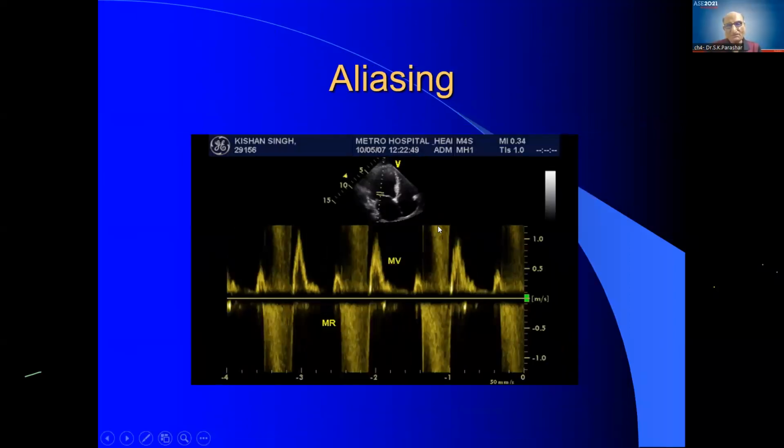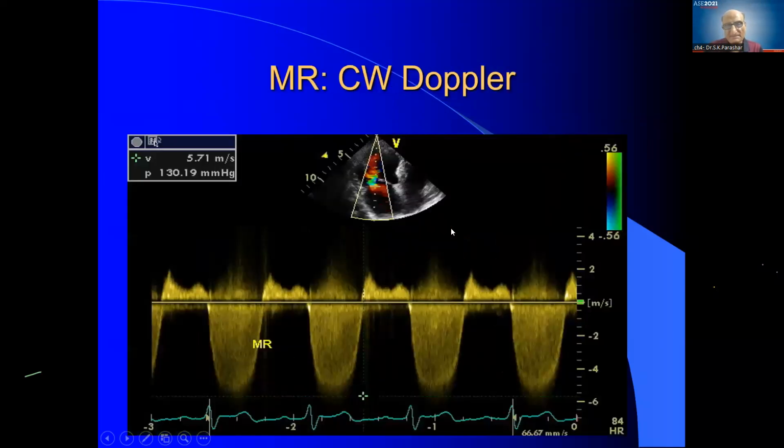Sir, in aliasing, the width of that positive aliasing, is that the gradient, sir? No. In aliasing, you cannot measure, because from where it is starting and from where it is going, you don't know. As I told you, in the basic thing, the whole of the Doppler envelope should be seen. Now here the Doppler envelope is cut here and cut there, so you cannot measure it. So we have to bring that down. Now you see the whole velocity is seen, correct?